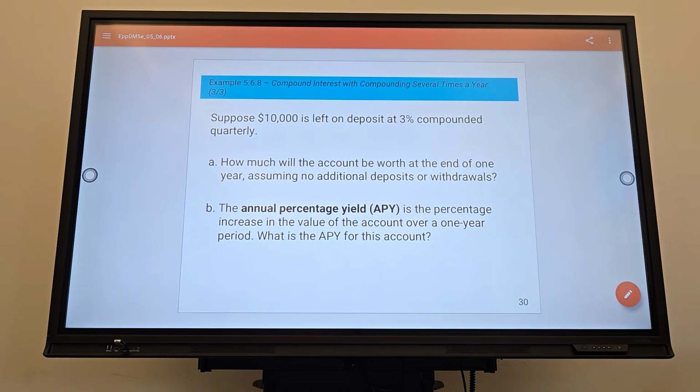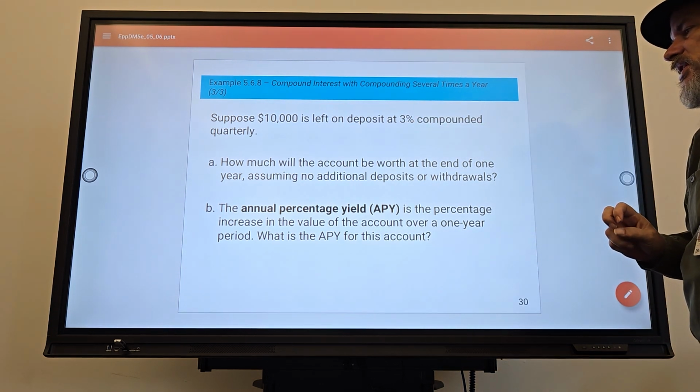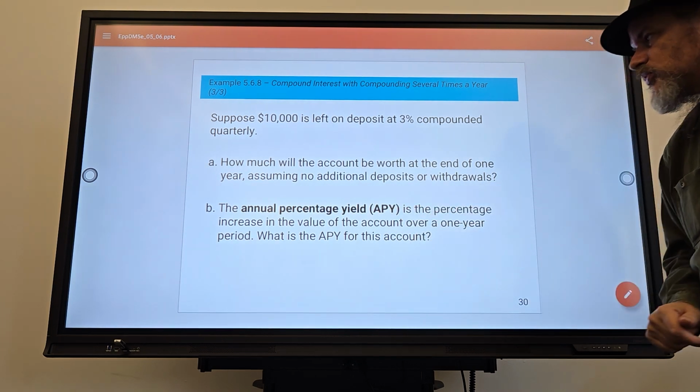Suppose $10,000 is left on deposit at 3% compounded quarterly. How much will the account be worth at the end of 1 year, assuming no additional deposits or withdrawals? The annual percentage yield, APY, is the percentage increase in the value of the account over a 1-year period. What is the APY for the account? The APR, annual percentage rate, is 3%, and APY is the actual yield when compounded.